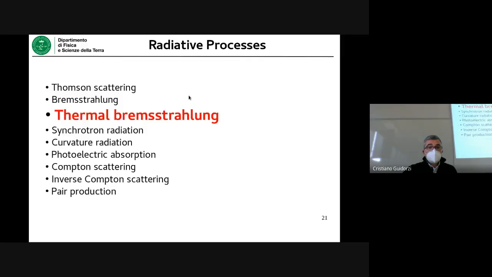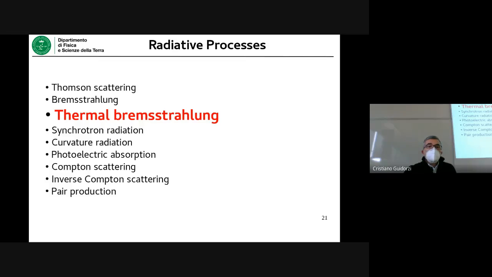Let's move on to a more realistic case. Why is this not really realistic? Because so far we considered a population of electrons all having the same velocity. This is pretty unrealistic, I would say.